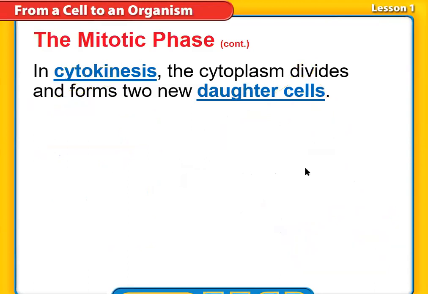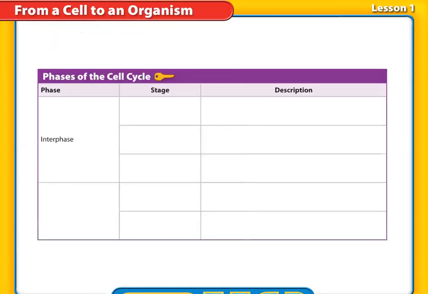So we said that in cytokinesis, the cytoplasm will divide and form two new daughter cells. That means the cell will simply split to form two new cells. Each cell is an exact copy of the original cell, exactly the same, no difference except that it is smaller in size. Okay, guys? That's just a very quick revision of what we said here.